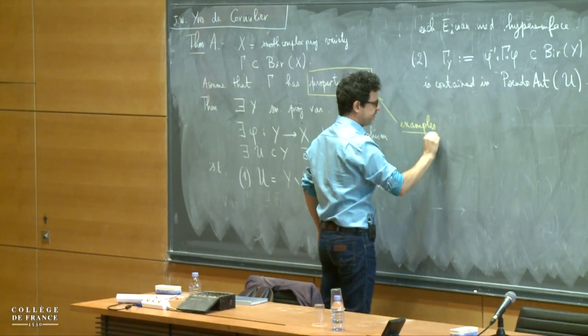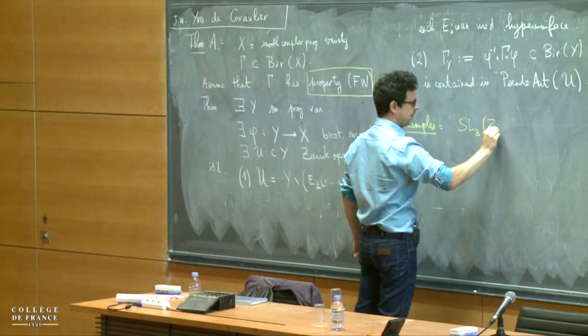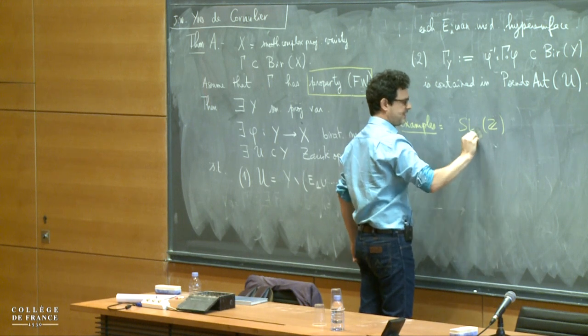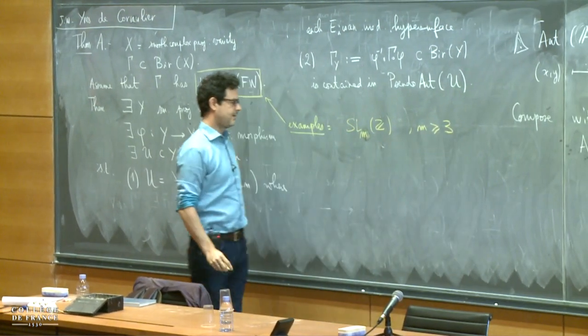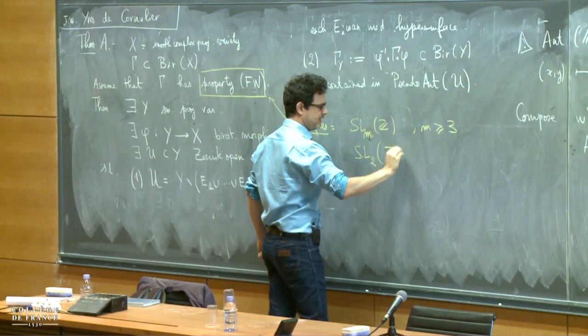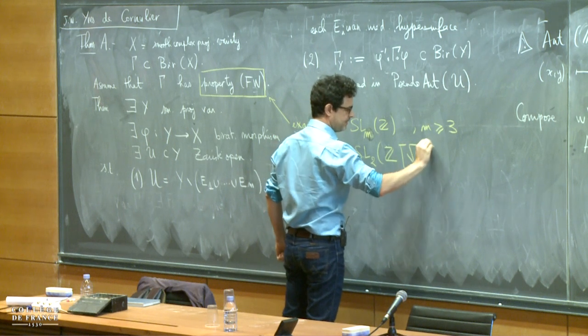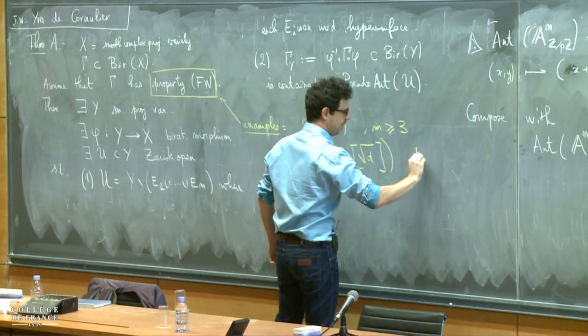Examples of groups with this property are SL3Z, or SL_m Z with m larger than 3, SL2 of Z[sqrt(D)], say with D square free.